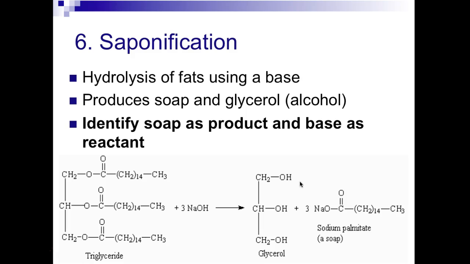Saponification, that's the hydrolysis of fats using a base to produce soap or glycerol, which is an alcohol. So you're going to identify the soap as the product and the base as the reactant. So we have a base here, and we're producing a soap or a glycerol here.